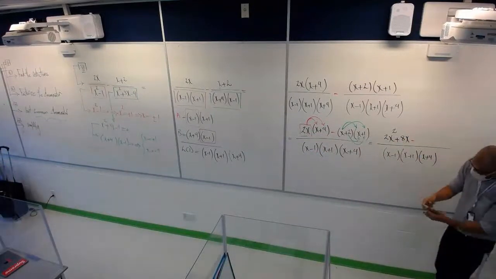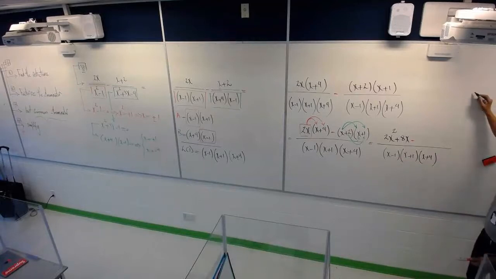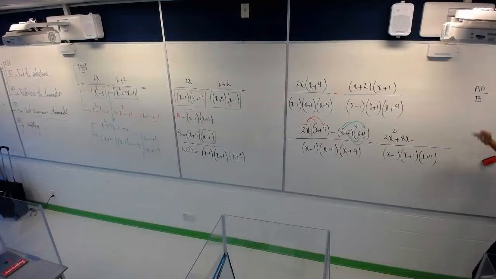You cannot cancel. Look at this, guys. If there are terms, for example, look at this: AB over B. Yes, Kate? Oh, do we have to distribute the minus?